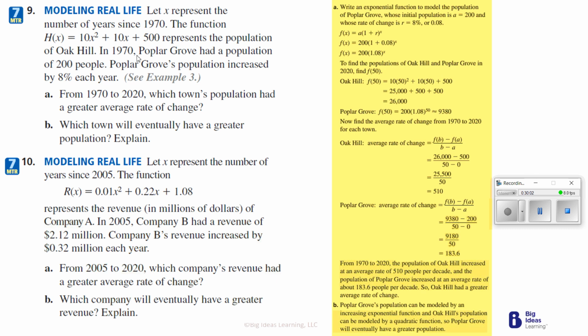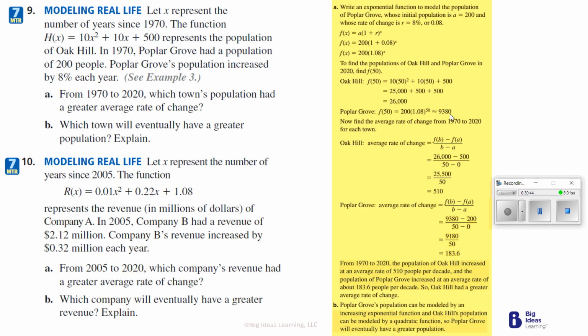So they're solving Oak Hill first. They got that formula, and you're replacing x with 50, because that's 50 years that went by. So when you put 50 in place of x, you're going to end up solving this to be 26,000. Now, Poplar Grove, remember, was 200 times 1.08, and now we're going to put that to the 50th power. When we solve that, that'll be 9,380.